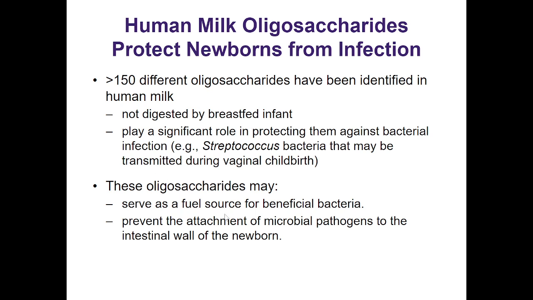So the oligosaccharides may serve as a fuel source for beneficial bacteria. They prevent the attachment of microbial pathogens to the intestinal wall of the newborn. If you do not have that and the human breast milk for the baby, it will not develop a proper biome in its gut. And they'll be much more prone to autoimmune infections, everything. It's insane. Yeah. So, anyways.